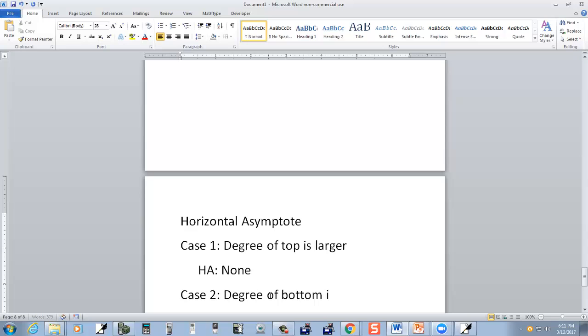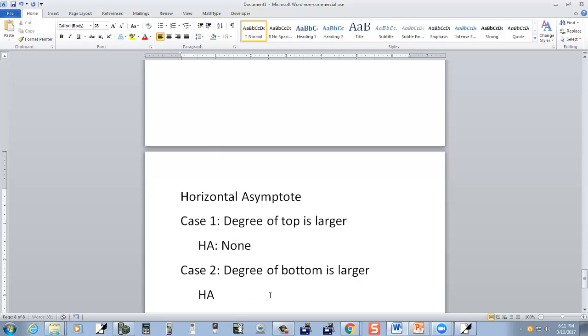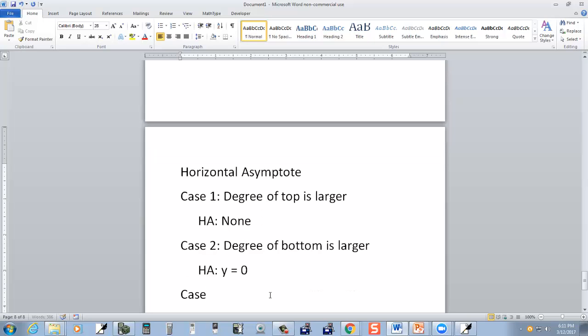Case 2, degree of the bottom is larger. Your horizontal asymptote is y is equal to 0. In case 3, the degrees are the same.